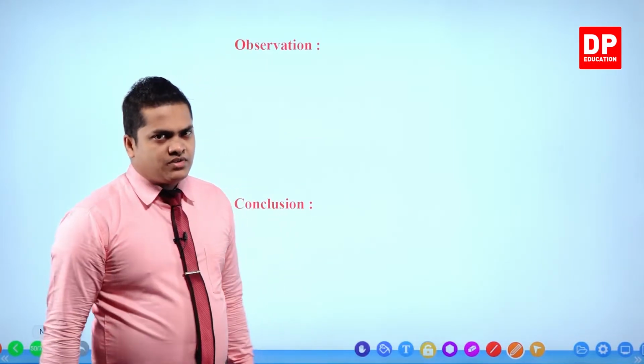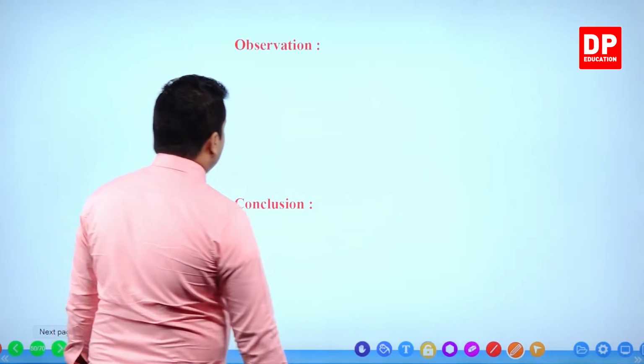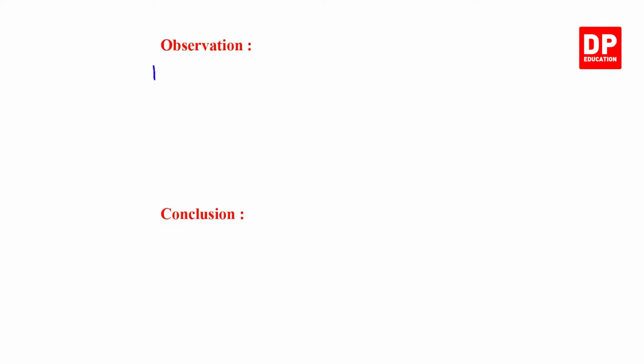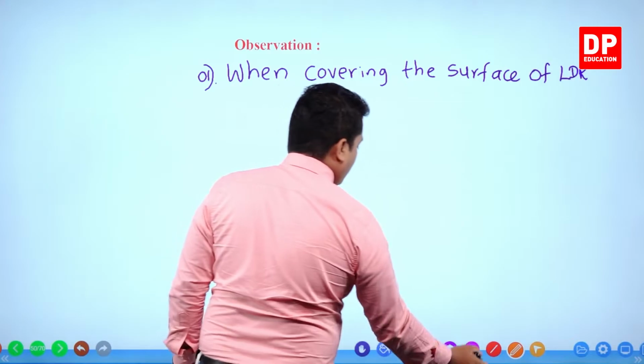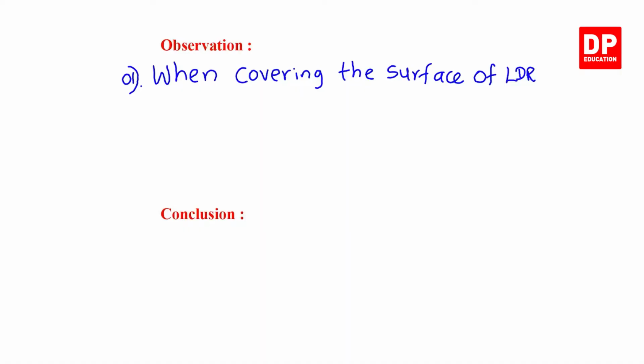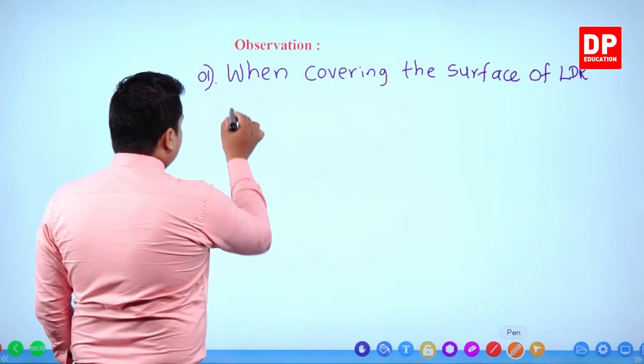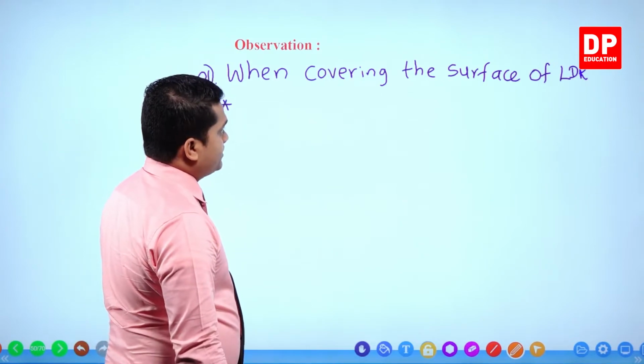So let's write down our observation and conclusion, my dear children. The observation is quite simple. When covering the surface of LDR, this is the first one. I'll use the eraser and erase the conclusion part. So what happens when covering the surface of LDR?